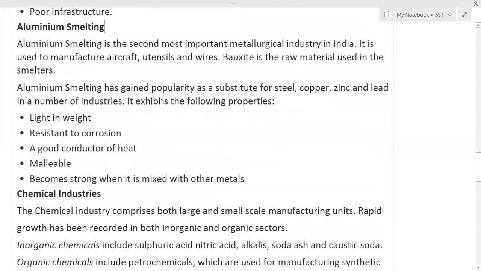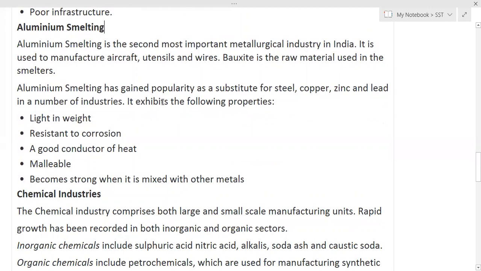Aluminum smelting. Aluminum smelting is the second most important metallurgical industry in India. It is used to manufacture aircraft, utensils, wires. Bauxite is a raw material used in smelters. So aluminum is extracted from bauxite, and aluminum is used for making aircraft. It has been used most by ISRO for their crafts, and also by defense agencies of India.